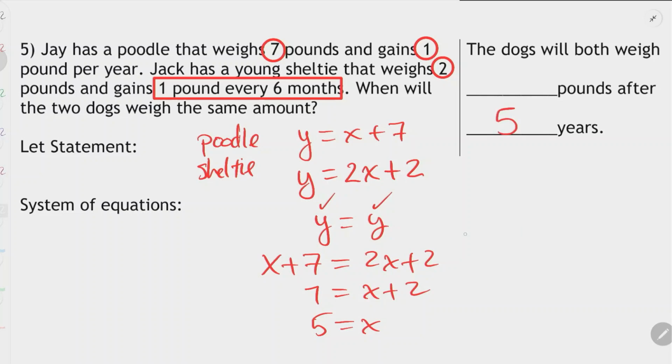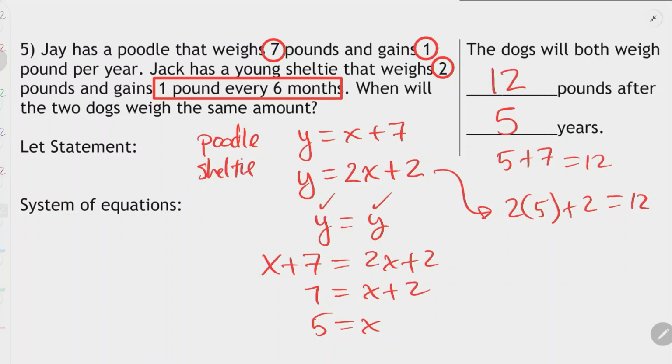And what's the weight of the dogs? Well, these will both say the same thing. 2 times 5 plus 2, it looks like 12 pounds. And if I look at the poodle, that's 5 plus 7, which is also 12 pounds. So the dogs will both weigh 12 pounds after 5 years.